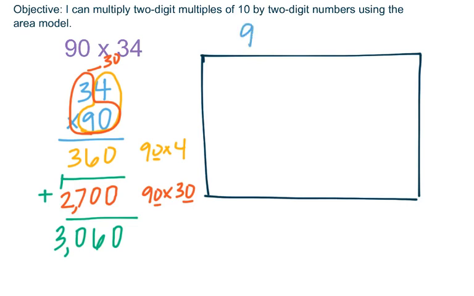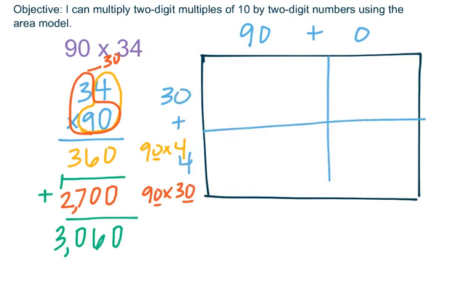So I'm going to say 90 plus 0, and I'm going to say 30 plus 4. Now when you do 2 by 2s, you're always going to have 4 boxes in the center because you've got 2 numbers on the top, 2 numbers on the side. So just something to keep in mind as we continue forward with 2 by 2s.